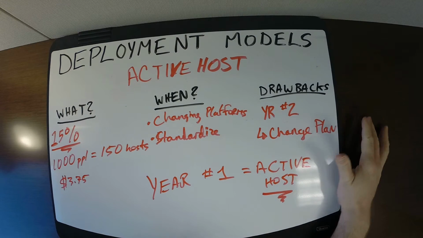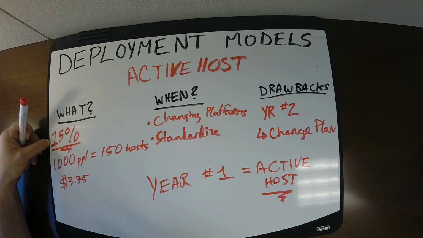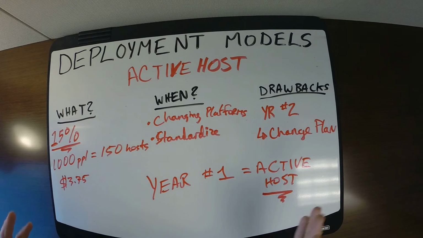So again, active host, 15% in year 1, and then you can either keep it on that percentage going into year 2 if your active users doesn't grow, or you can look at some of the other models that are available. But I definitely recommend keeping an eye out for active host models as you look to purchase web collaboration in the future.